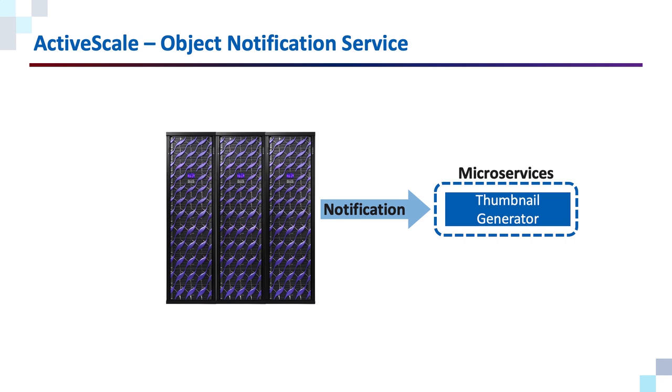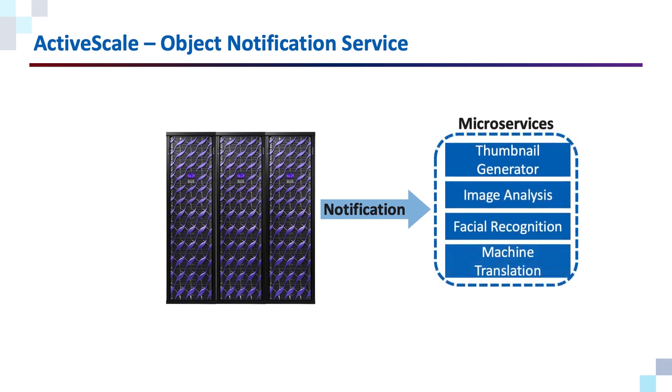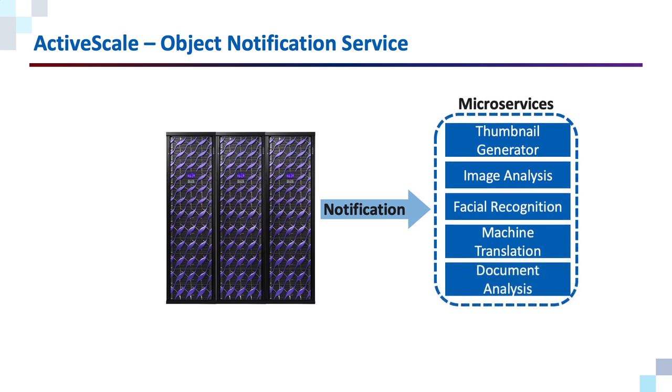You can use Object Notification Service to trigger any external services you have available. You could use it for things like image analysis, facial recognition, machine translation, document analysis, and of course many others. As you can see, the potential of this feature in workflow automation is very much unlimited. In this demonstration, I'm going to be using ONS to trigger the transcoding of video files. In the media and entertainment industry, this is a very common task.